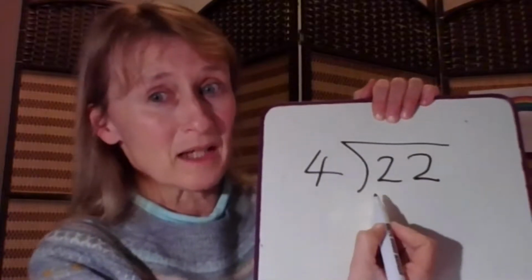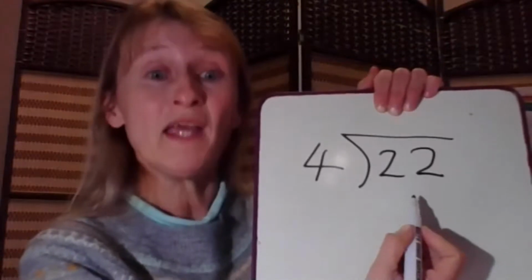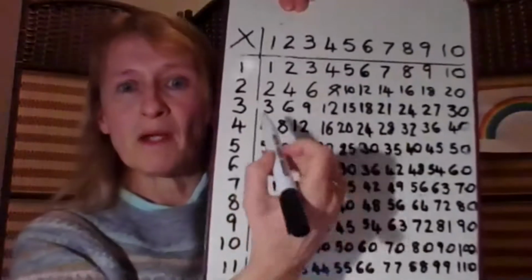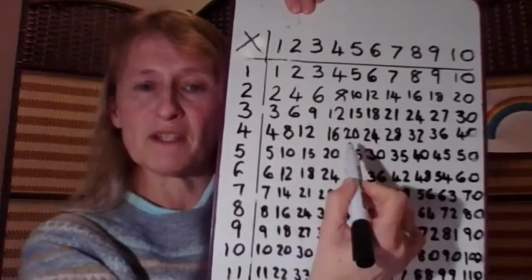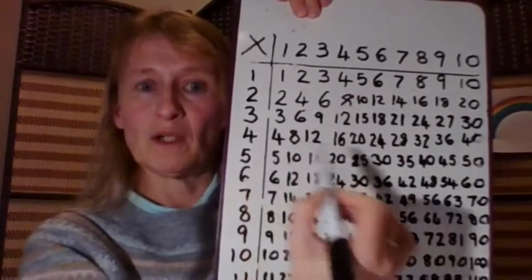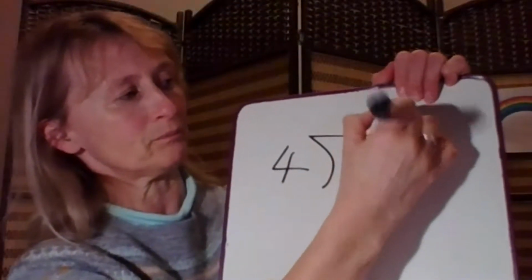Now, this calculation is not a difficult one, but if you want to check with your multiplication square, you're looking for a multiple of 4 which is just less than 22. So let's get my multiplication square. I'm looking for a multiple of 4 that is just less than 22. There it is, 5 times 4 is 20.